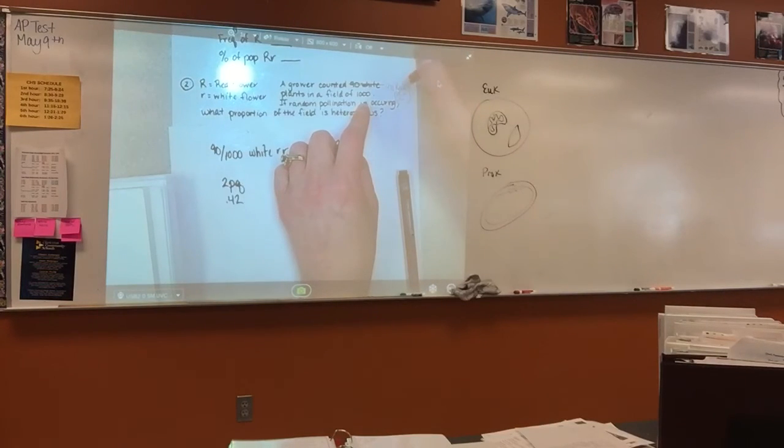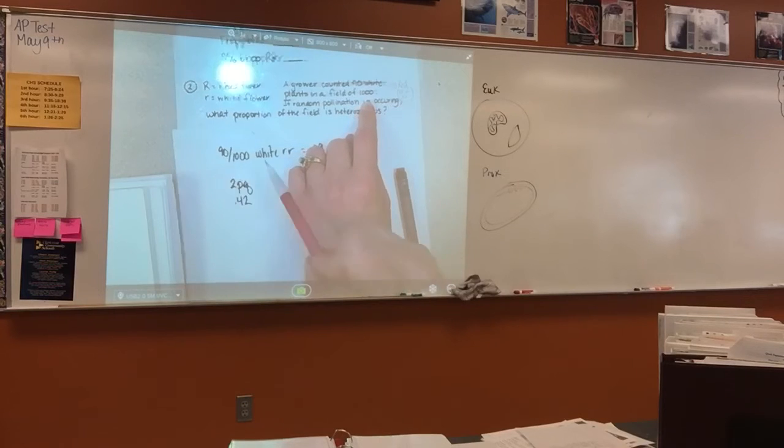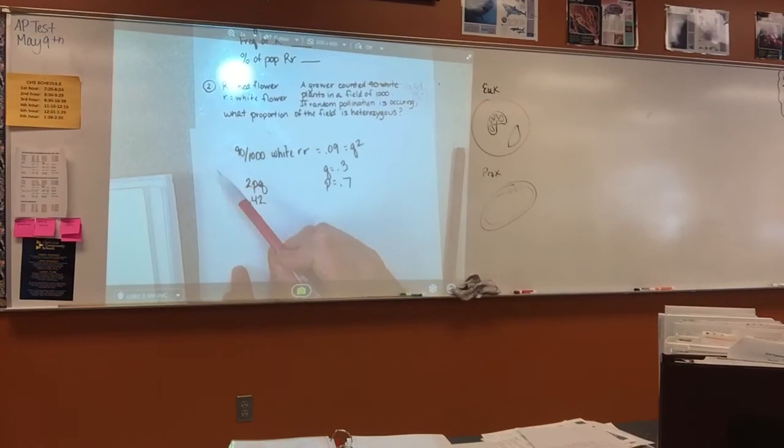If I had given you this straight off the bat, you'd have to say, okay, I can't do anything with 910 red out of 1,000. But then what do I know? If 910 are red, then 90 of them have to be white, and then I'd start with the same fraction. So always look at what you're given and work back to the recessive. Once you do that, you can figure out everything.